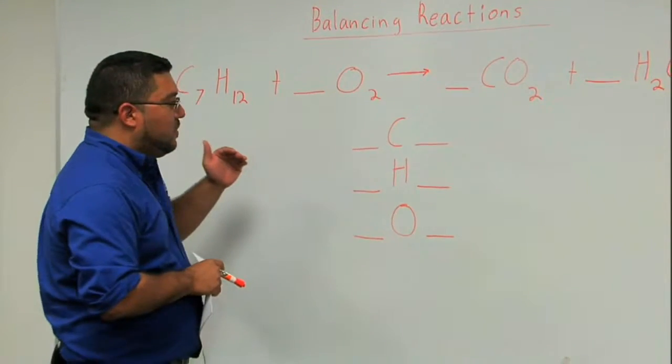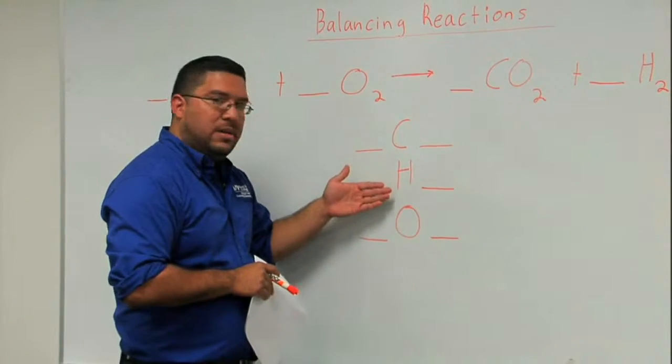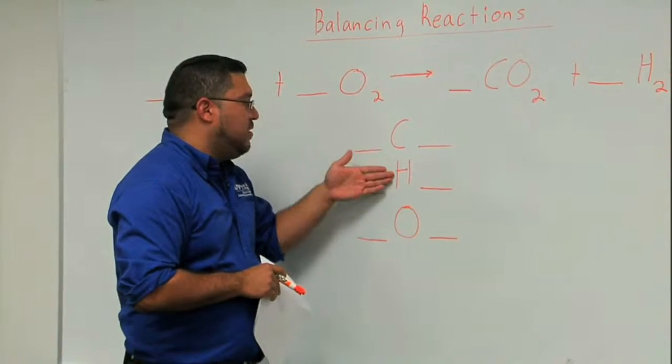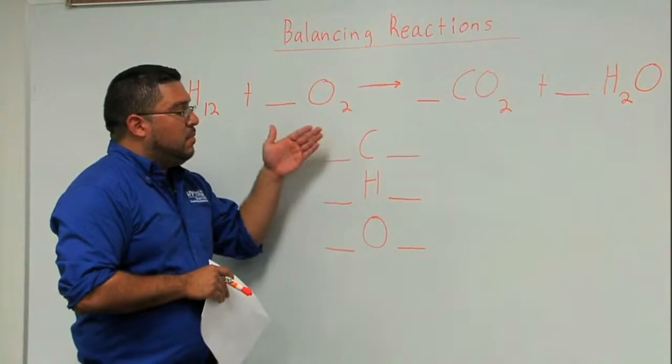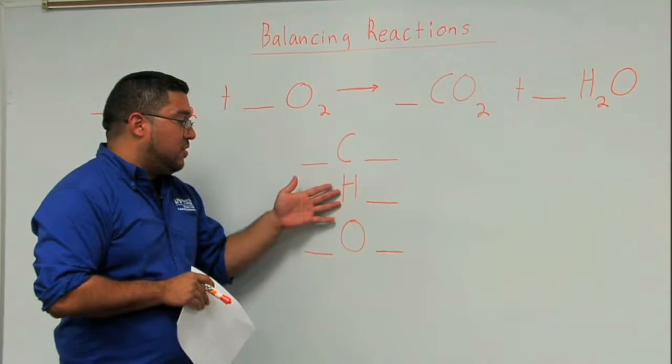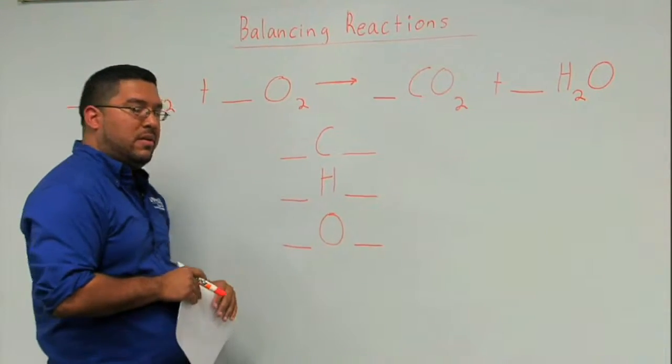The way you should approach this is the way you should approach any problem. The last two elements you always want to balance are hydrogen and then oxygen. You can choose to do as many elements as you want in the beginning, but the last two you're always going to analyze are hydrogen and then oxygen. Make sure to try and follow that rule.